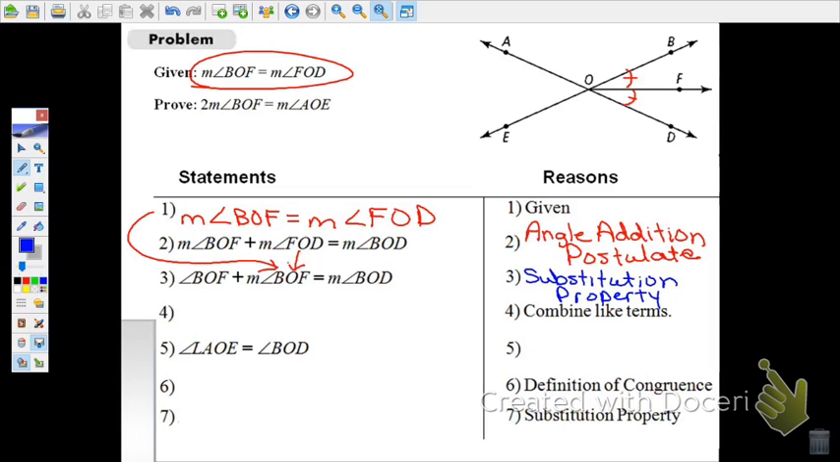Next thing, we need a statement. Our reason's going to help us. It says to combine like terms. What like terms do we have to combine? We have like terms, so when we combine them, what do we have? Okay, 2 times the measure of angle BOF equals the measure of angle BOD. So we combined like terms.